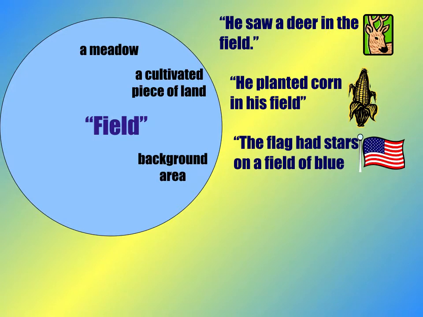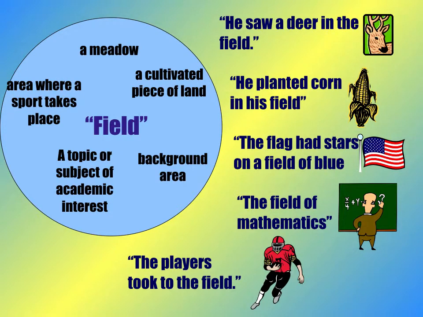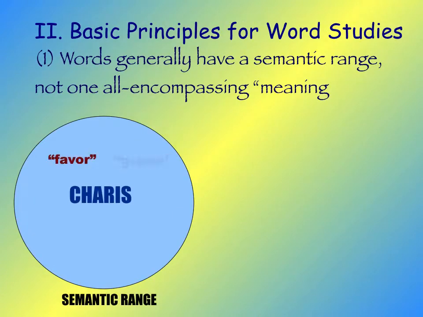It can mean the background area. The flag had stars on a field of blue. It can mean a topic or subject of academic interest, as in the field of mathematics. It can mean the area where a sport takes place. The players took to the field. What's the literal meaning? Well, the word field doesn't have a literal meaning. It has a semantic range. And the same is true of biblical words.